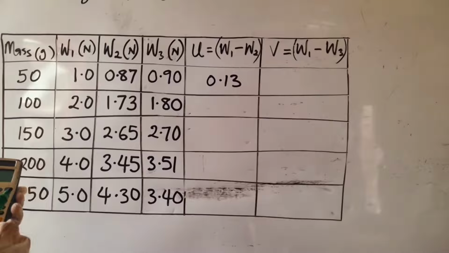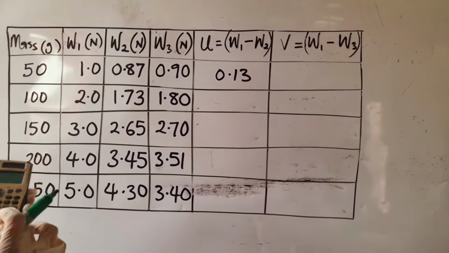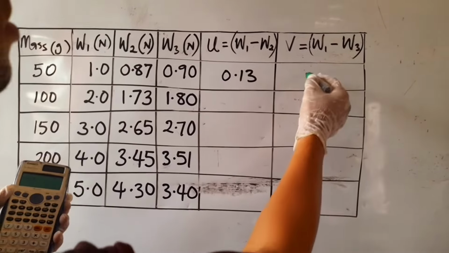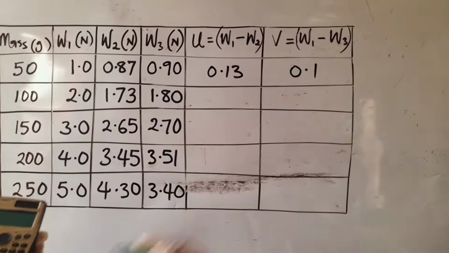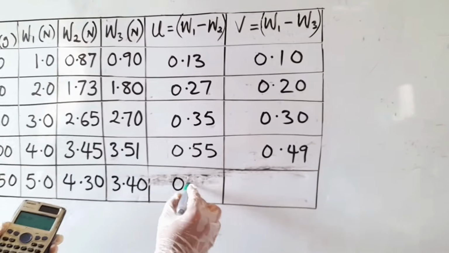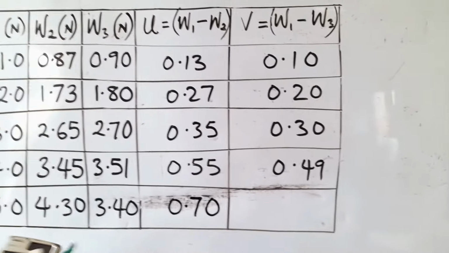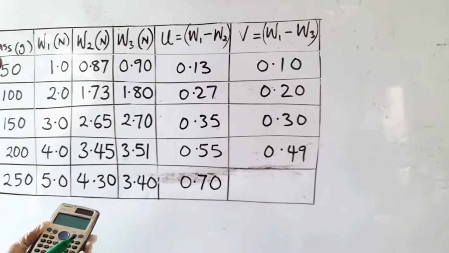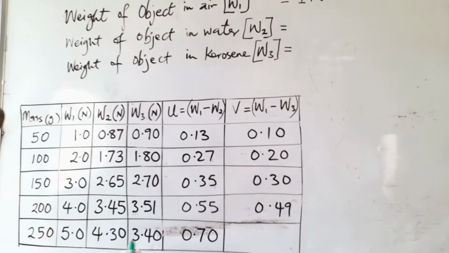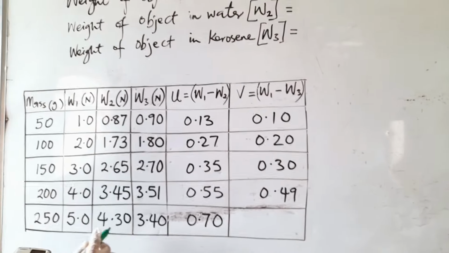We also analyze V. V is W1 minus W3. That's weight of object in air minus weight of object in kerosene. We analyze all that. You see the values we have there. For U we have 0.13, 0.27, 0.35, 0.55, and 0.70.